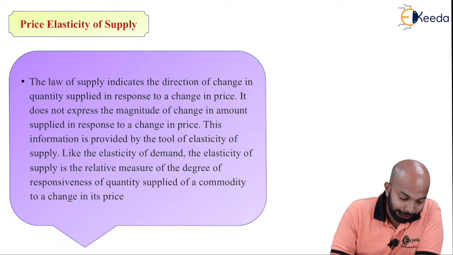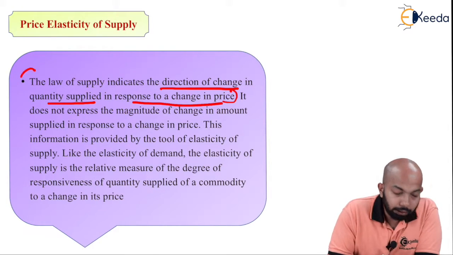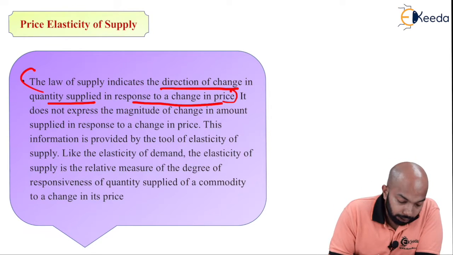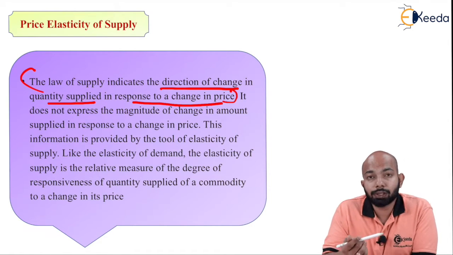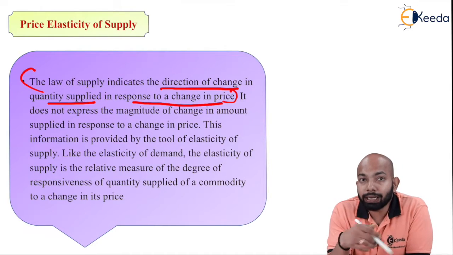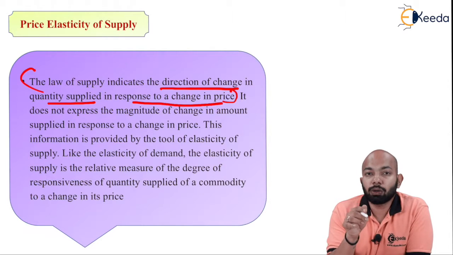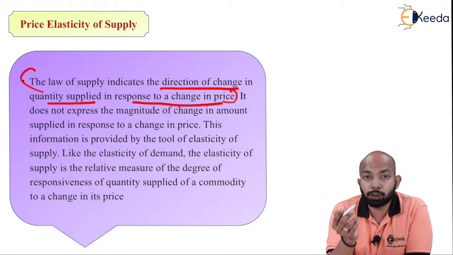Now the law of supply indicates the direction of change in the quantity supplied in response to the change in its price. We understand there is a positive response here. Why? Because the law of supply is clearly evident that if the price increases, the quantity supplied will increase. That is the positive slope, because demand has an opposite direction, it goes down. That means if the price is increasing, demand will fall. Here it is not the same, it is different, it is a positive slope.